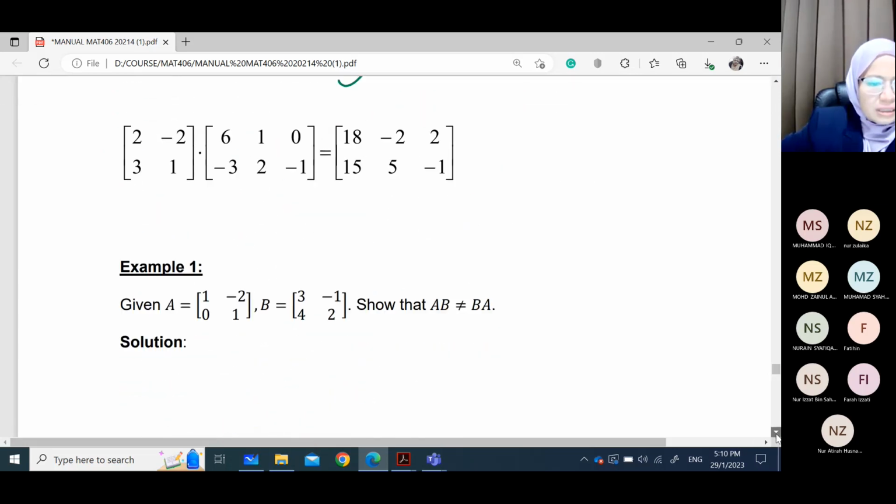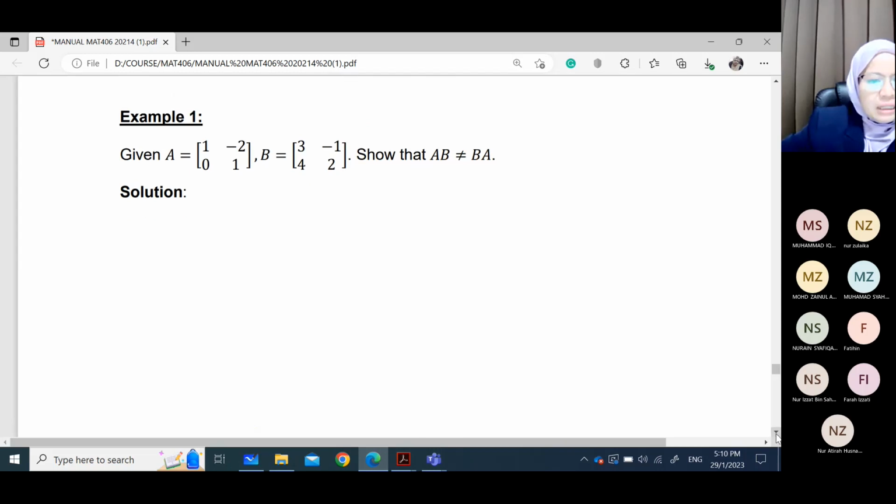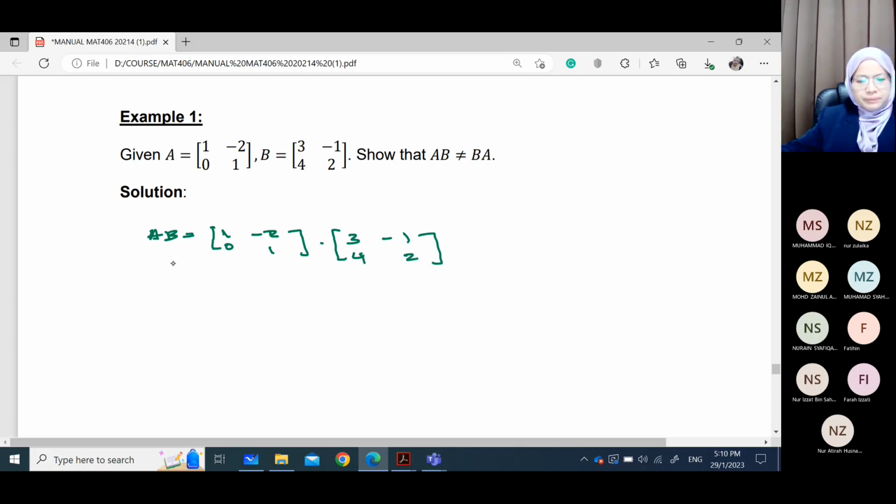Ini boleh cuba. Example. Alright, so given A and B. So A multiply with B. So A, it is equivalent with 1, negative 2, 0, 1. So multiply with B. So B, 3, negative 1, 4, 2. Okay, so kita darabkan.